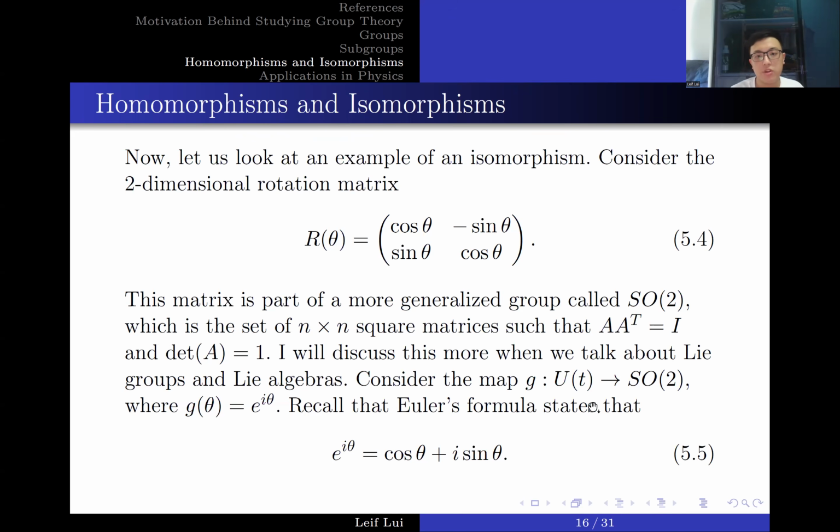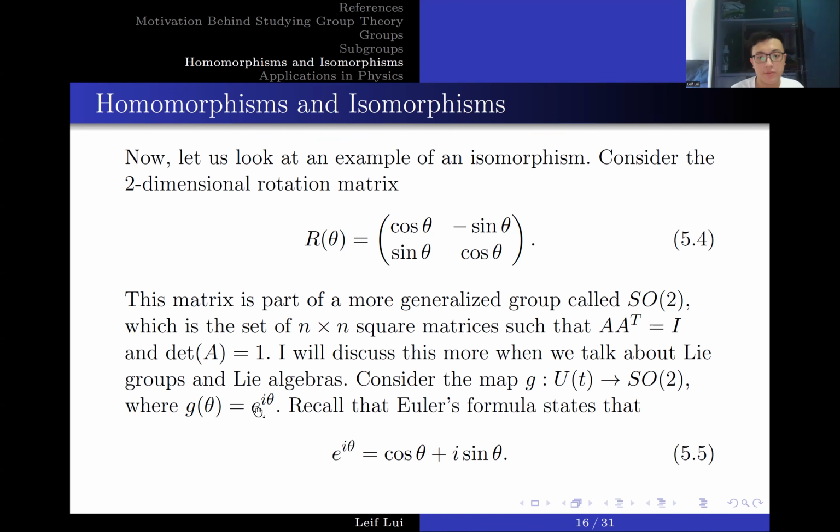Now consider the map. Oh, this should not be a T. This should be a 1. Sorry, this is another mistake. So let's consider the map G of U1 to SO2. So basically what will happen is that let us consider that G of theta is the same as F of theta, which is equal to e to the i theta.